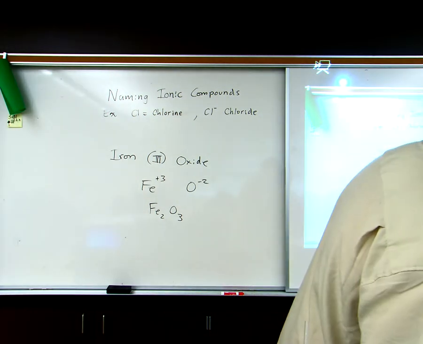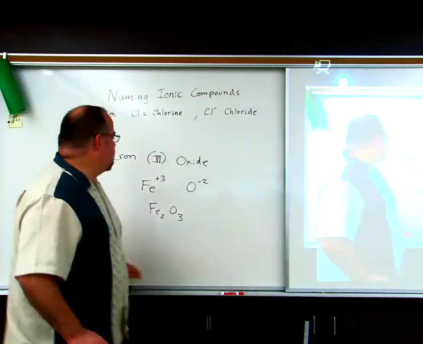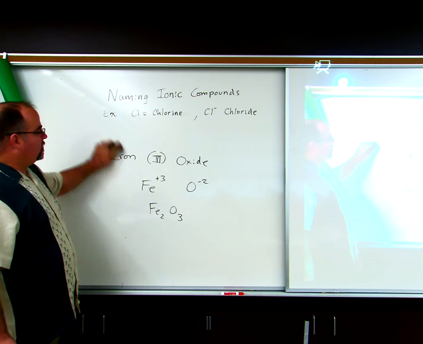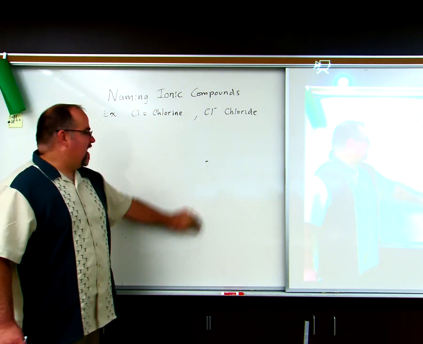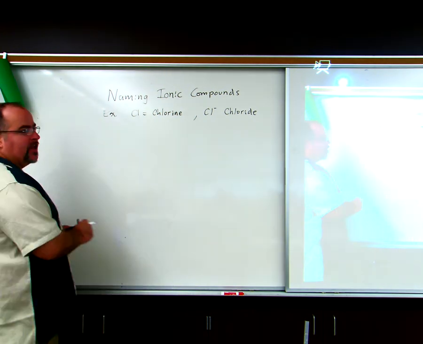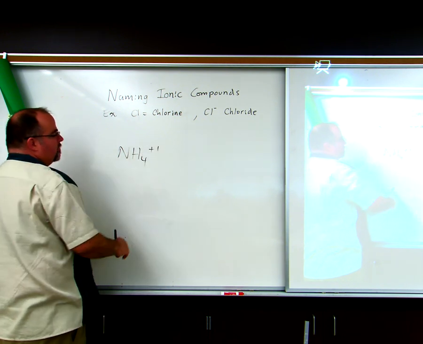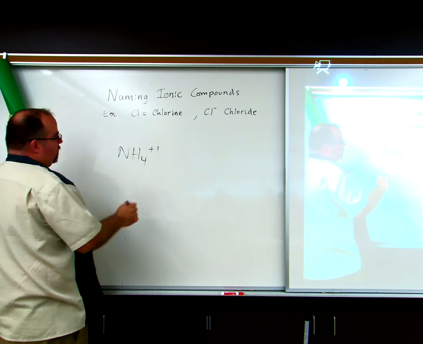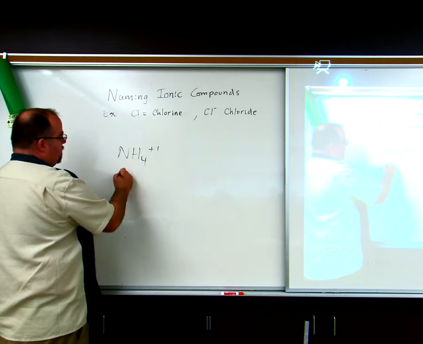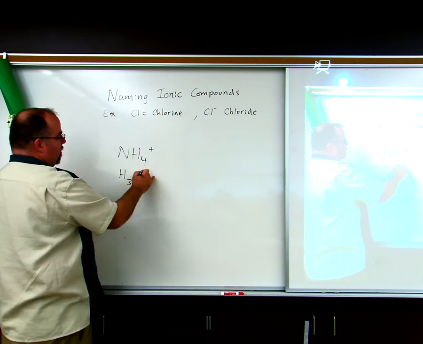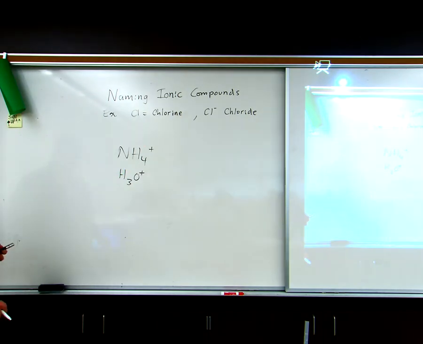Let's see. Have I talked about... Okay, almost all the cations are going to be metals, but there is one example of a polyatomic ion that's positive. It's ammonium. Ammonium is NH4 plus 1. There's another one, too: H3O plus. It's also plus 1. You don't have to actually write the 1, you just write plus. Hydronium forms when hydrogen dissolves in water, a hydrogen ion. We'll get more into that later.